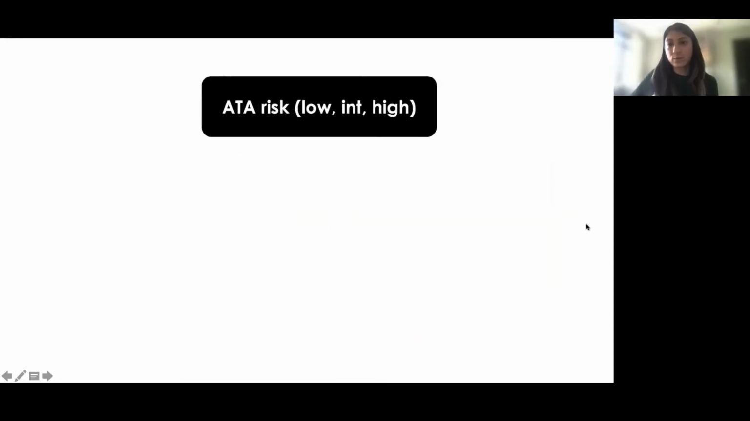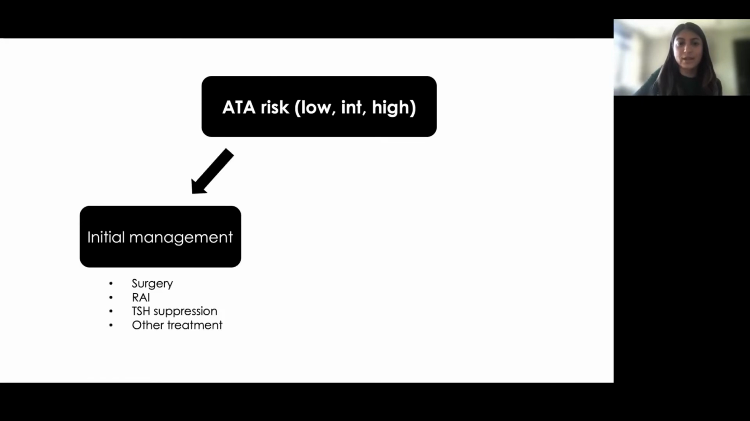So a risk stratified approach to monitoring basically means that we figure out what your risk of recurrence is initially, so low, intermediate, or high, based on the variables before surgery, during surgery, after surgery. And then that's what actually dictates our initial management. So does the surgeon think you need your whole thyroid removed or only half? Do you need radioactive iodine afterwards? And if so, what dose?